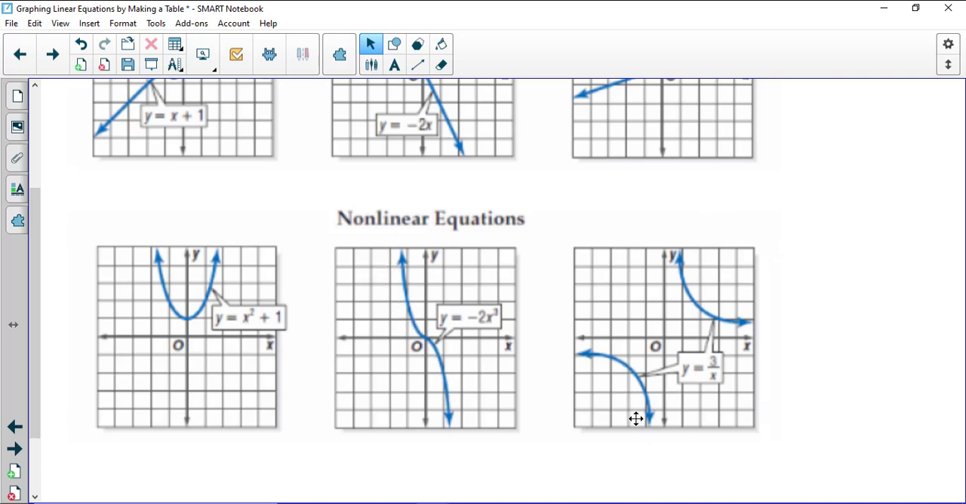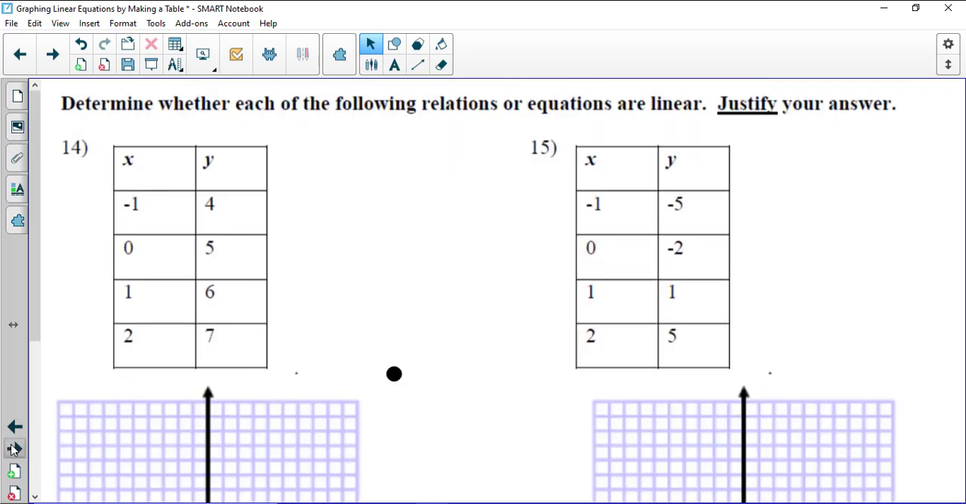And then something like this is going to be using negative exponents, so 3x to the negative first power. And you'll talk about those kinds of functions in the future. So for numbers 14 and 15, we want to determine whether each of the following relations or equations are linear.